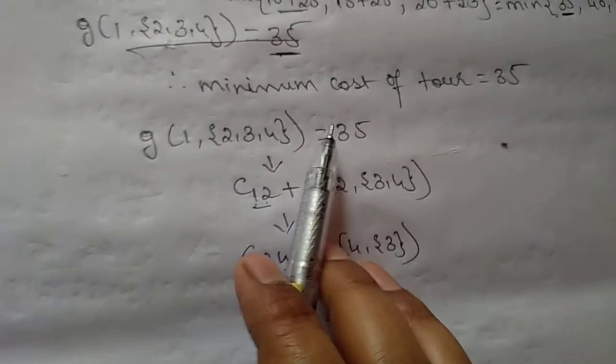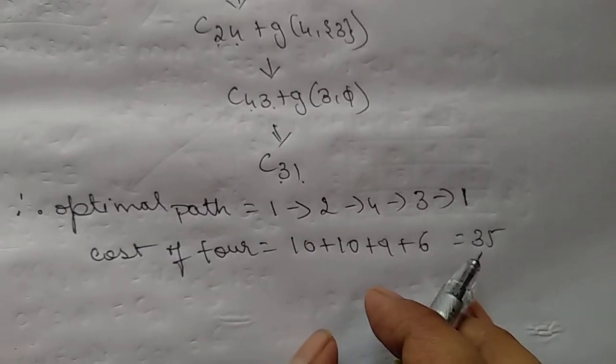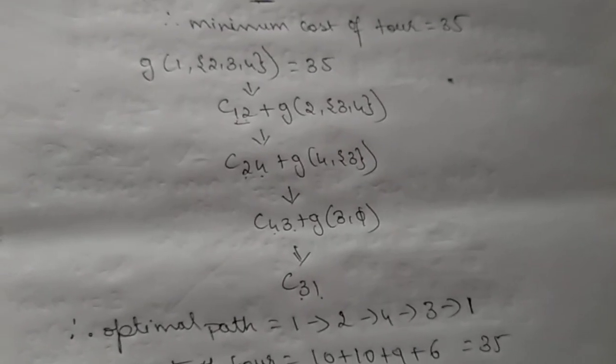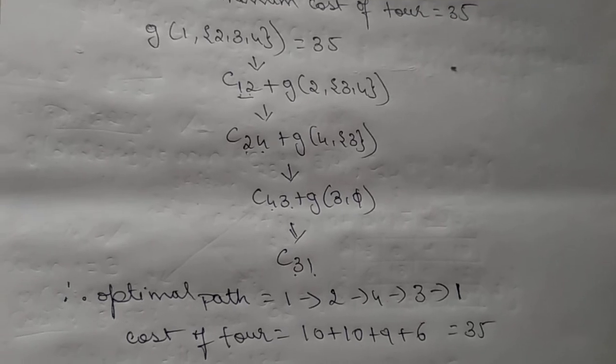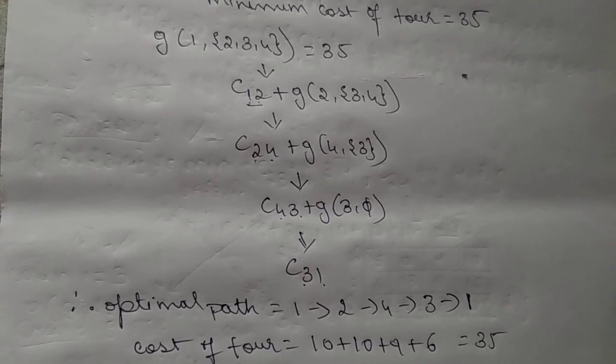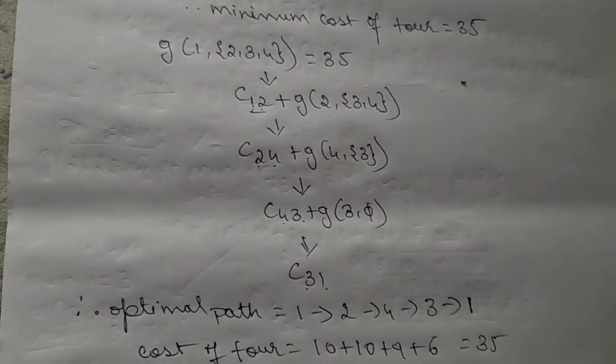Both the answers are matching. Here is also 35, here is also 35. So this is how we'll find out the optimal path for the traveling salesperson problem. Okay.